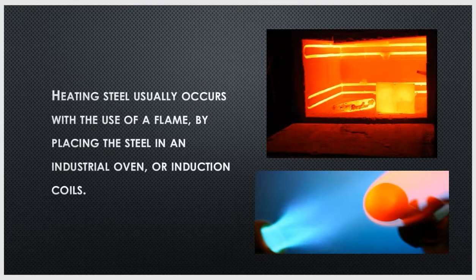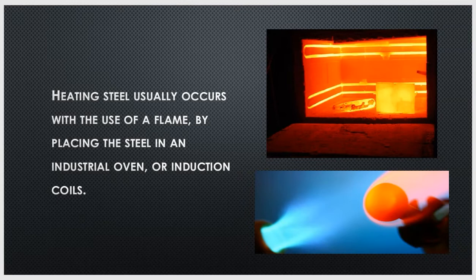And there are various methods that we can use in order to heat steel up. We can either use a flame where we're using compressed gases to fuel the flame. We can apply that to the steel to heat it up. We can place the steel in an industrial-sized oven that is capable of reaching high temperatures, or we can also use induction coils. Either method doesn't really matter.